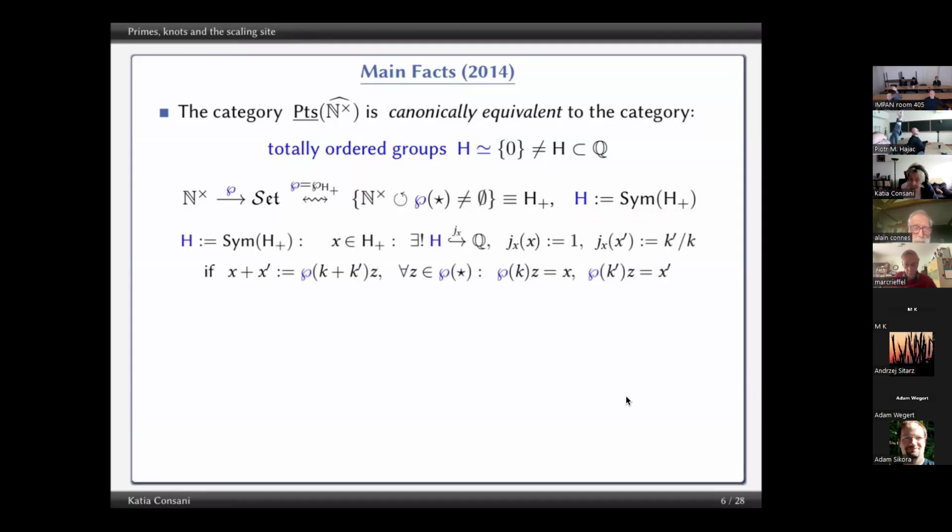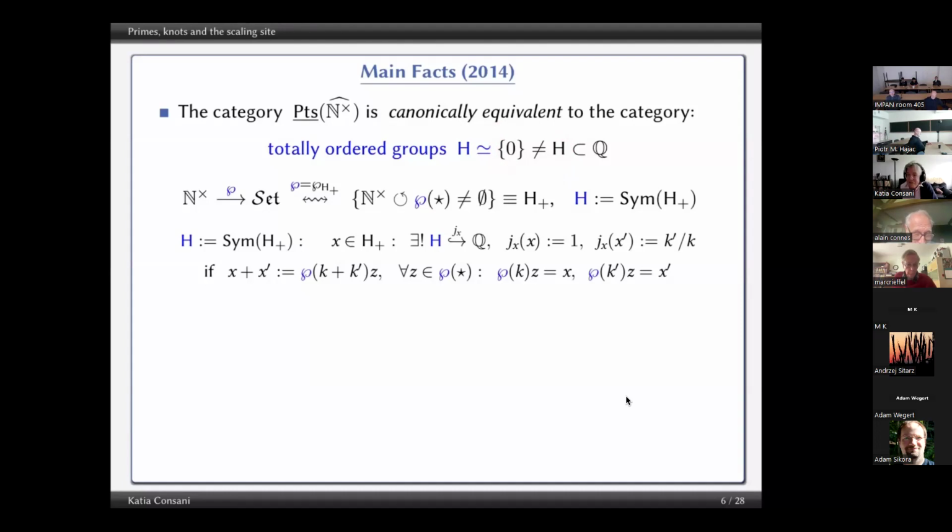Sorry, may I interrupt? It's completely stupid, please forgive me, but I'm confused. You write totally ordered groups, and when you have H isomorphic to 0, you write H distinct from 0. You mean? No, I meant that there is a parenthesis here, isomorphic to non-trivial subgroup. Thank you. Okay, the typos.